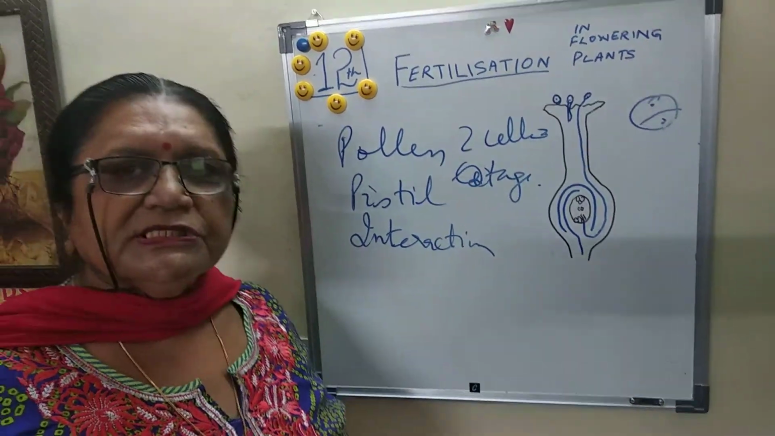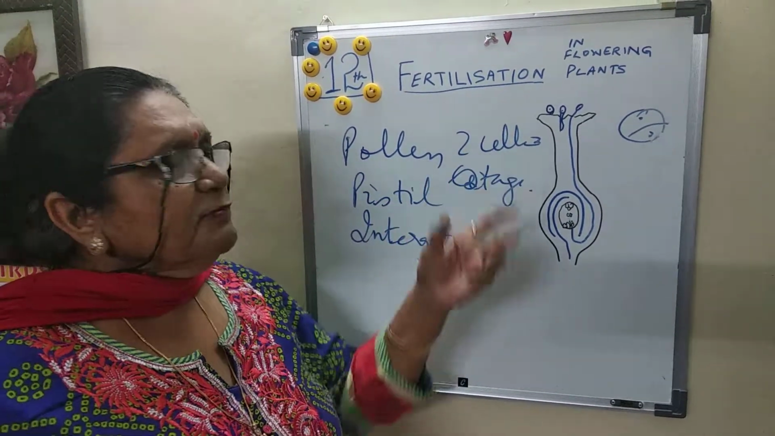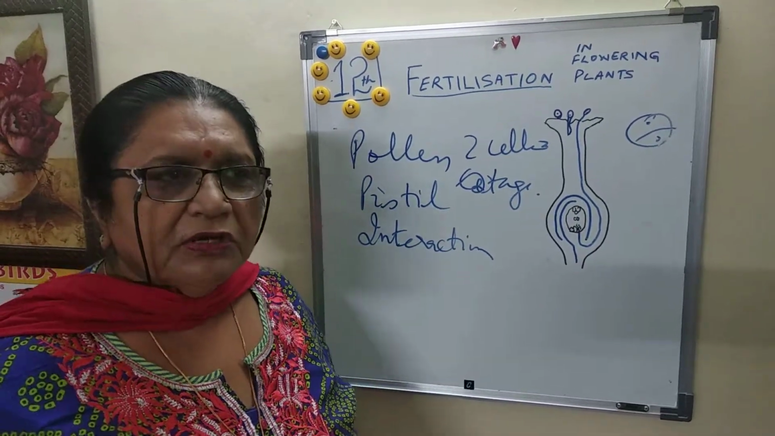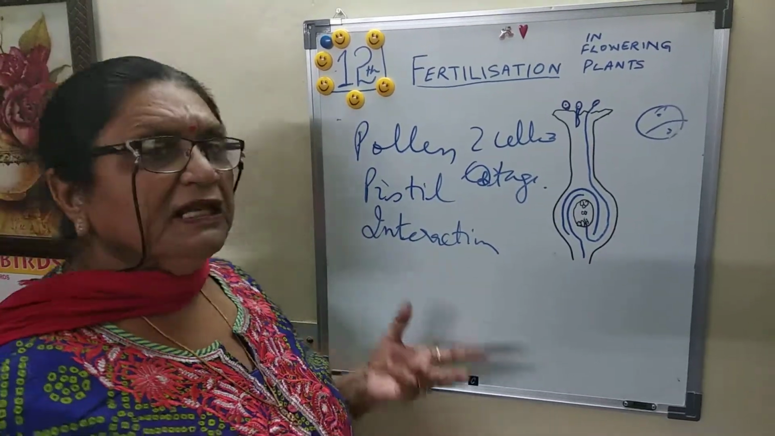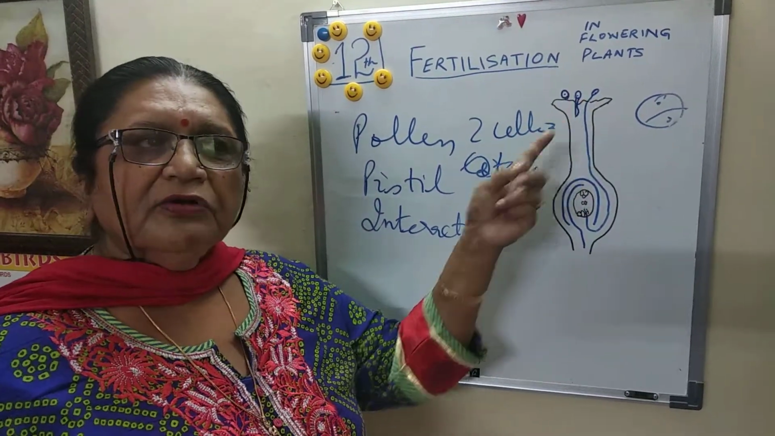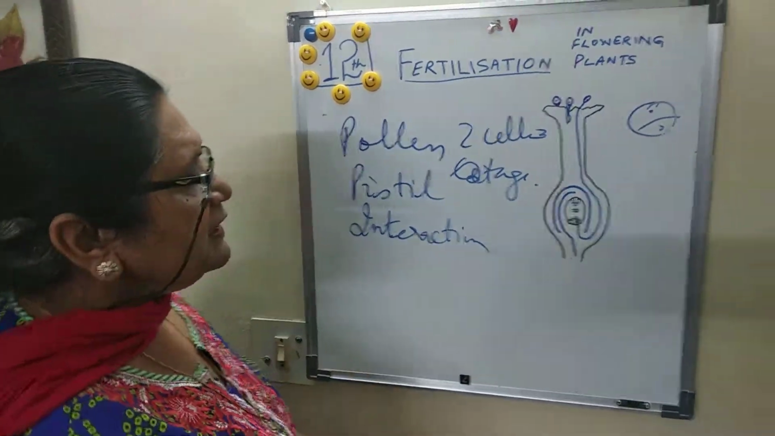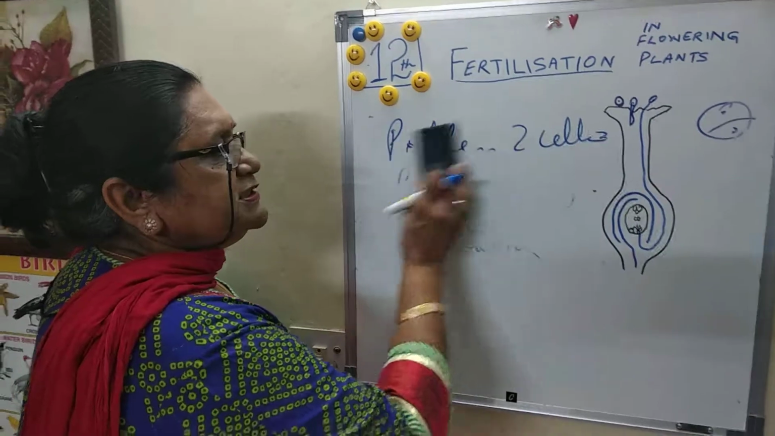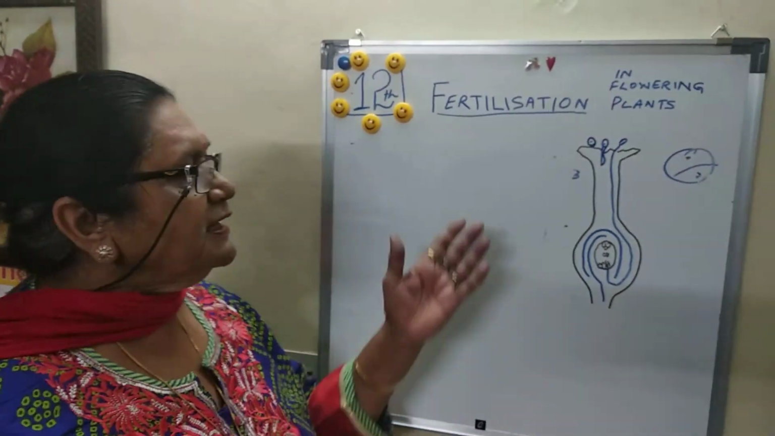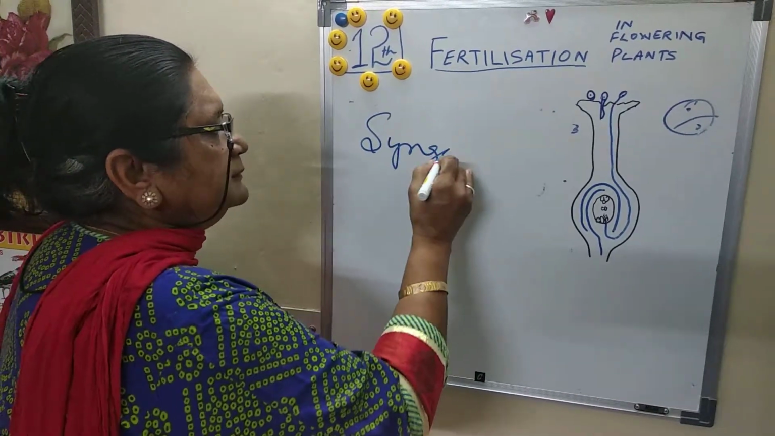Now, if pistil and pollen are compatible, they undergo the phenomenon called fertilization. If they are incompatible, there is no germination of the pollen grain on the stigma and no formation of the pollen tube. Fertilization is the fusion of the male gamete with the female gamete, and it is also called syngamy.